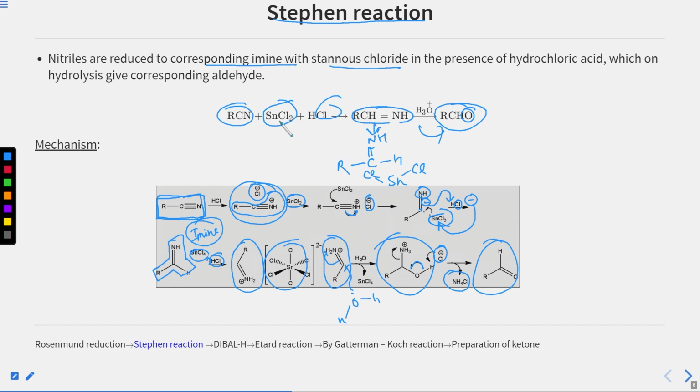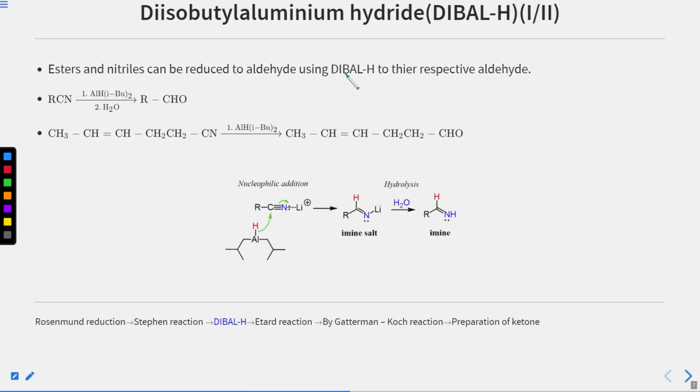Now next we will move to DIBAL-H. So this DIBAL-H is a kind of hydride donor. So this is our DIBAL-H, that is diisobutyl aluminum hydride. So it looks like this. So why is it named so? So it is first written as diisobutyl.